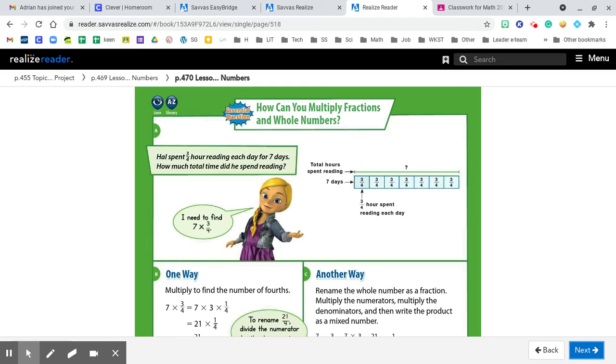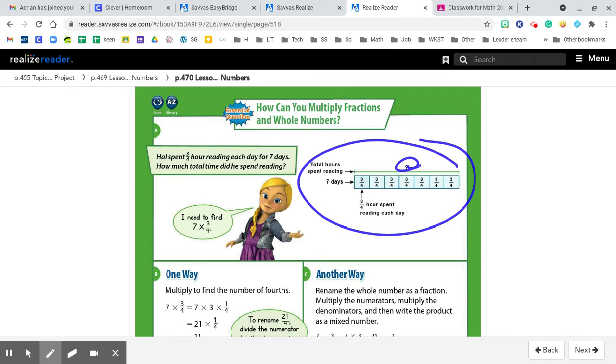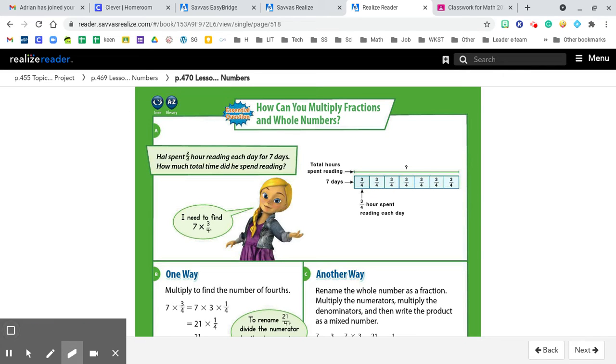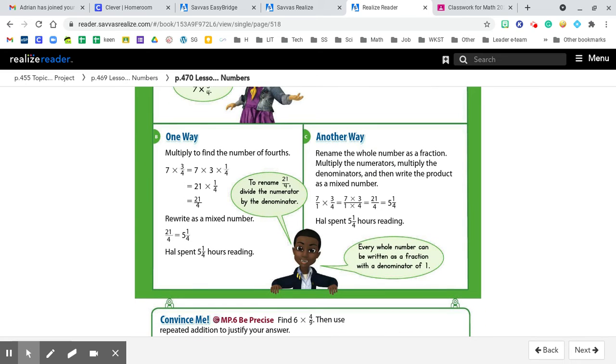Hal spent 3/4 of an hour reading each day for 7 days. How much total time did he spend reading? So in the diagram you're seeing over here, we don't know how much time he spent reading, but we know he did 3/4 of an hour for 7 days. So we drew 7 little blocks here with 3/4 in each of them. So we're doing one way we can solve it using the algorithm, multiplication. 7 times 3/4.